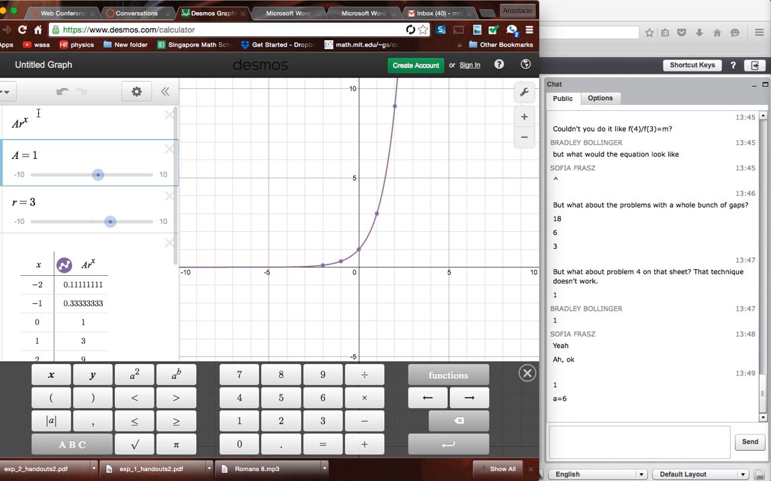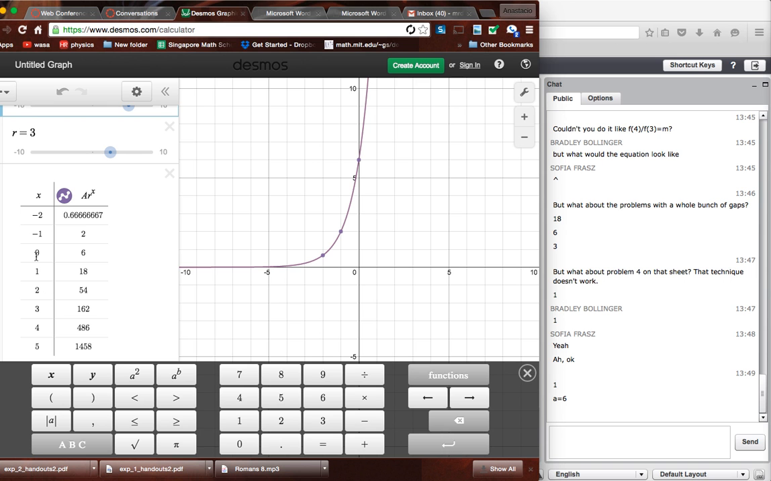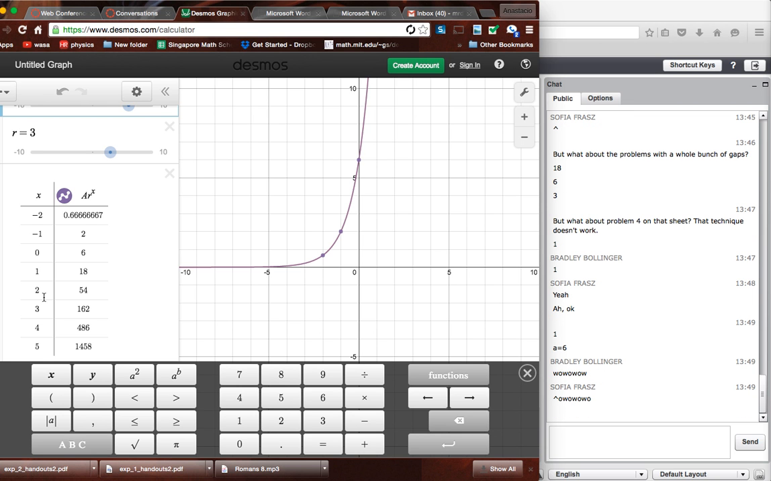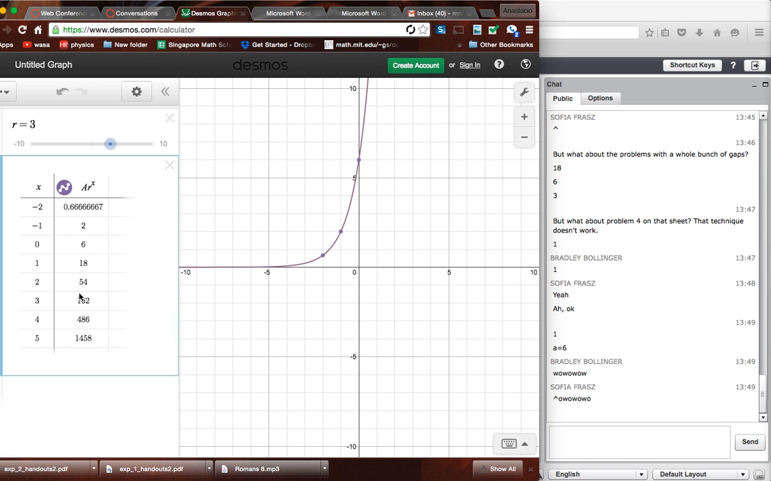Oh, so if we let a equal 6, as Sophia's suggesting, then look at this. At input of 0, output is 6. At input of 1, output is 18. Because 6 times 3 to the first power, well, 3 to the first power is 3. 6 times 3 is 18. Booyah! An input of 2 gives me an output of what? Okay, that would be 6 times 3 squared. 3 squared is 9. 6 times 9 is 54. That's why that table shows 54.